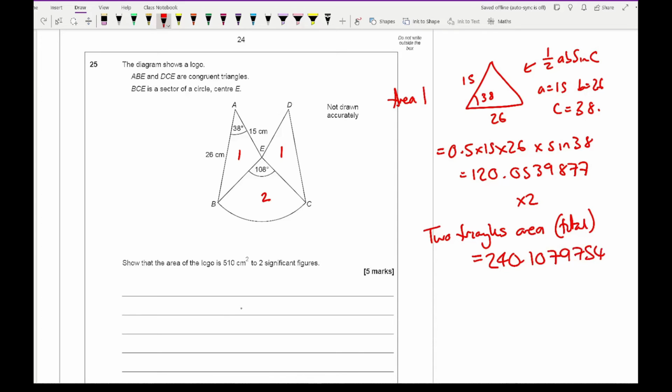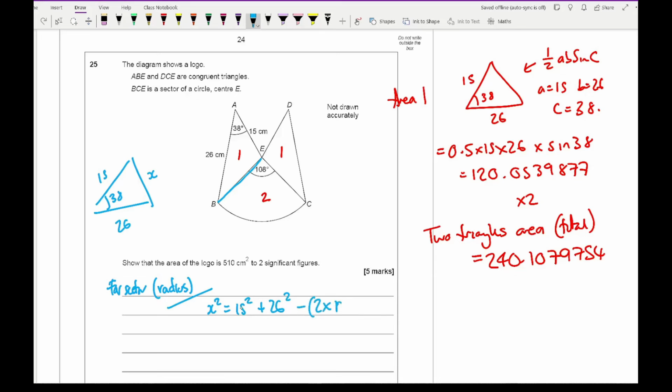In terms of the sector, first things first, I need to work out what the radius is. For the sector I need the radius. How do I do that? I'm going to use the cosine rule. So this is 38, this is what I'm trying to find, this is 15, and this is 26. So x squared equals 15 squared plus 26 squared minus 2 times 15 times 26 times cos of 38.